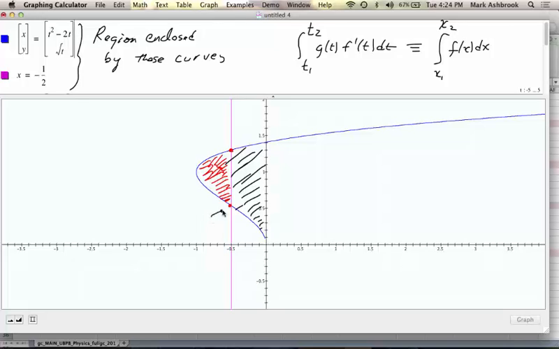Okay, so what we need first of all is to know the direction of the curve. So which way is the curve going? Is it going this way, or is it going this way? We can just try some points here. So this is increasing t. This is increasing t this way. So we need to find, this will be our t1 and this will be our t2.